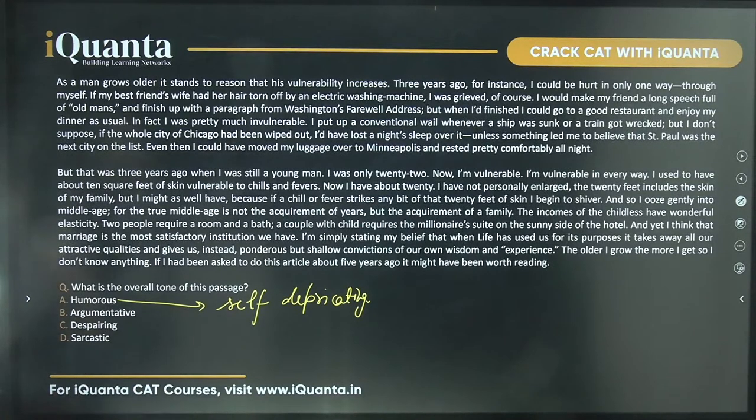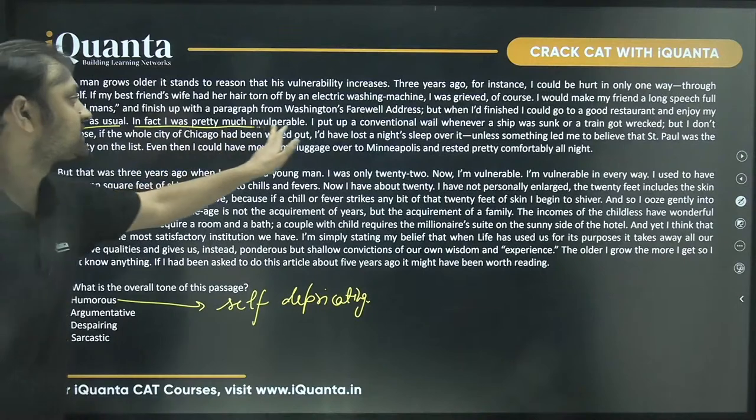3 years ago, for instance, I could be hurt in only one way, through myself. If my best friend's wife had her hair torn off by an electric washing machine, I was grieved, of course. I would make my friend a long speech full of old saws and finish up with a paragraph from Washington's farewell address. But when I'd finished, I could go to a good restaurant and enjoy my dinner as usual. So after giving him the sermon, he would go to the restaurant and he would enjoy his dinner. In fact, I was pretty much invulnerable.